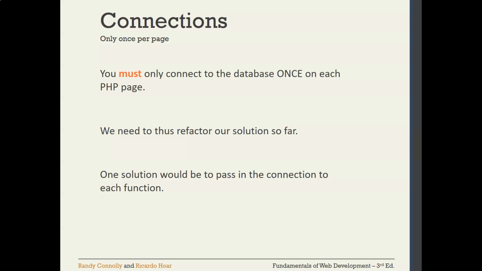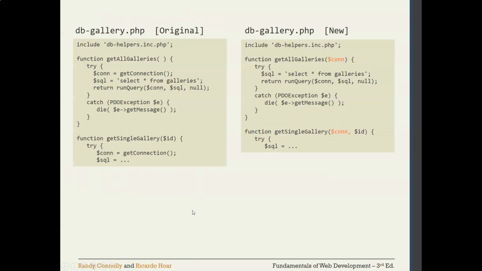So what we've done so far on these slides, we're going to have to refactor. Refactor just means we're going to have to improve it. A nice simple solution is just to pass in the connection to each function. In our original, each of these functions created a connection. In the improved version, we pass in the connection to the function, and then we don't have to create one. This is much, much better. This is all we really need to do to make our code 675% better. Okay?